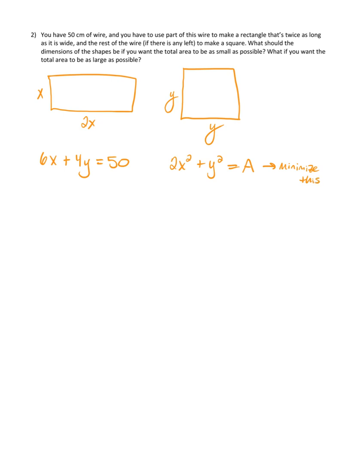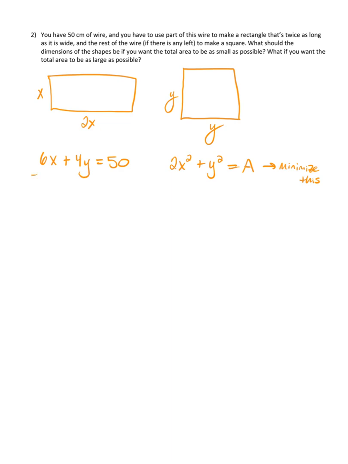Okay, which means that A needs to be a function of just one variable, and hopefully I'll have a quadratic and just need to find its vertex. So I have two variables. That is not helpful. I need this to have just one variable. So that's where the other equation comes in. I'm going to solve for one of the variables over here and plug it in over here. So I'm going to solve for the y over here.